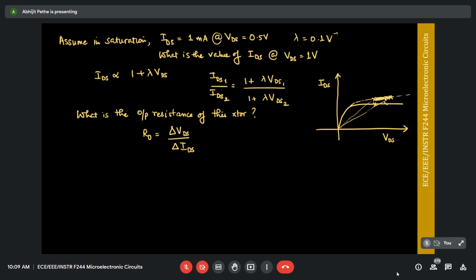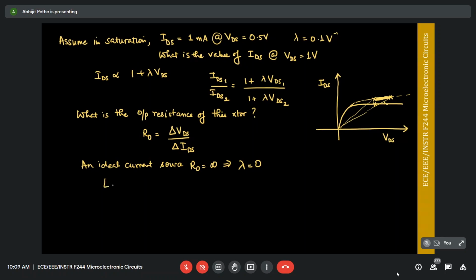Are you following me? And so if I want this to be close to ideal, what should the value of R0 be? Zero? If I want my current source to be close to ideal, what should the value of R0 be? So infinity. Very good, right? For an ideal current source, R0 should be infinity, implies what should lambda be? Zero, right? And so now this is important. If you remember the square law, when lambda is 0, things look nice and fine.